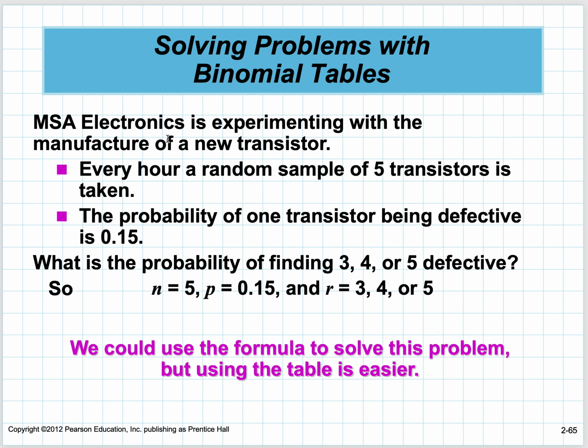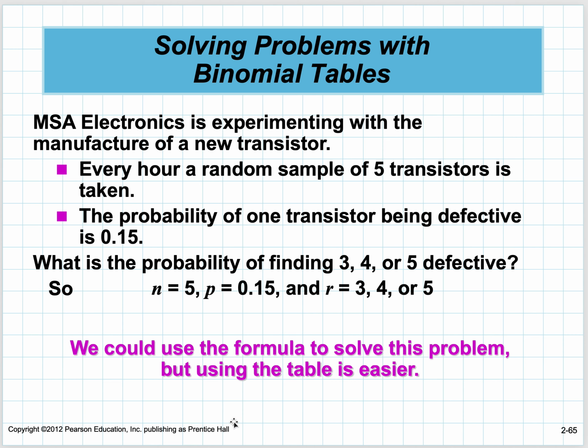So here, MSA Electronics is experimenting with manufacture of a new transistor. Every hour, a random sample of 5 transistors is taken. The probability of 1 transistor being defective is 0.15. See how the p equals 0.15? That's the probability of success. Well, success is finding a defective. I always laugh about that. I'm sorry. So we're looking at what is the probability of finding 3, 4, or 5 defective?